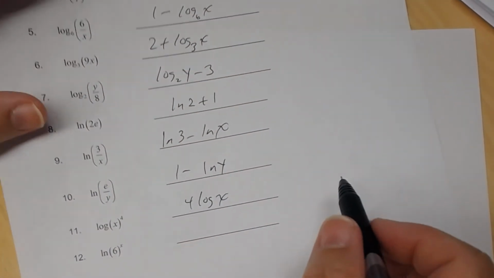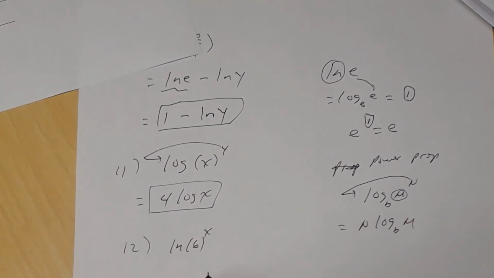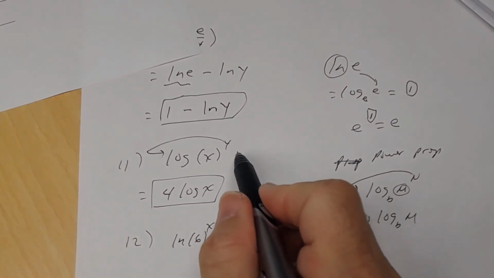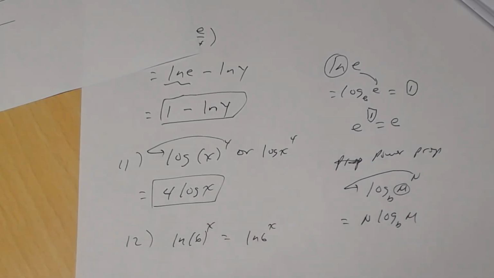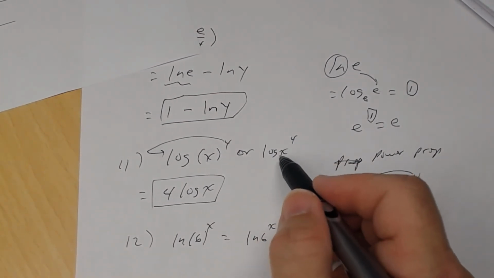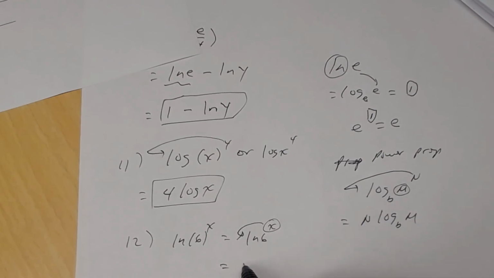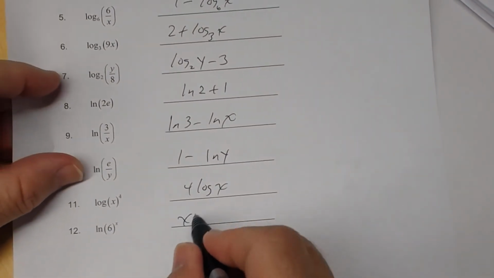Number 12, same thing. You have the natural log of 6 to the x power. Just keep in mind, it could have easily said 6 to the x power like that. Just like this right here, you could have said the log of x to the 4th power. The only thing raised to the fourth power is x. So you take that 4, put it in front. The only thing raised to the x power is 6. So you take the x, write it as a product. So you can use the power property. So it becomes x natural log of 6, and you cannot simplify the natural log of 6 without using a calculator. So this is x natural log of 6.